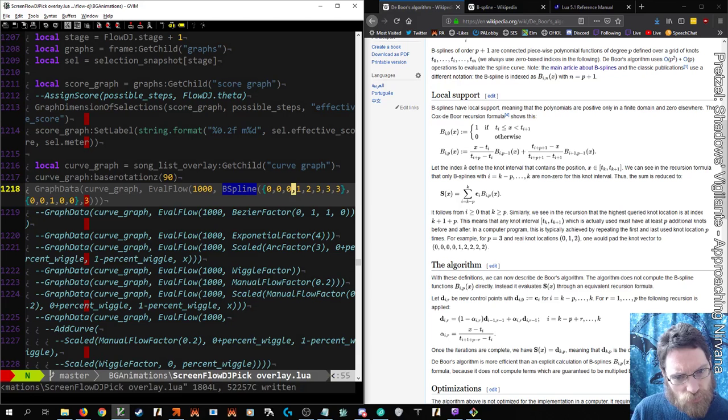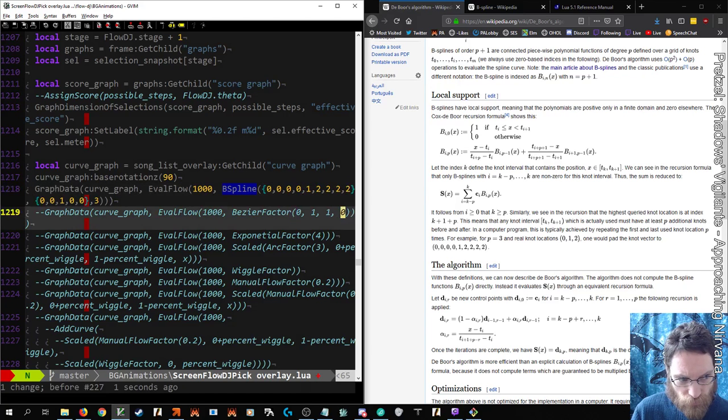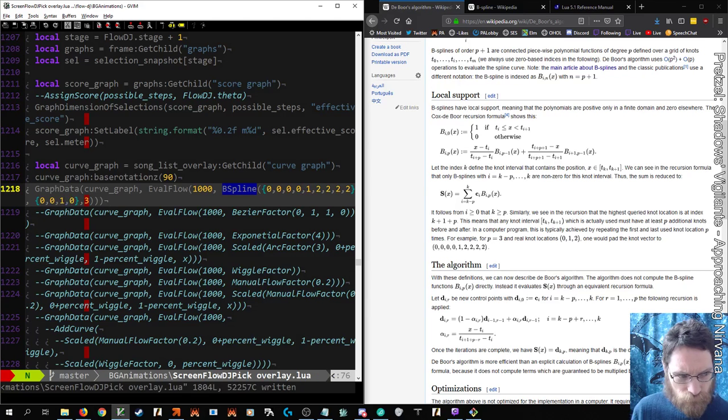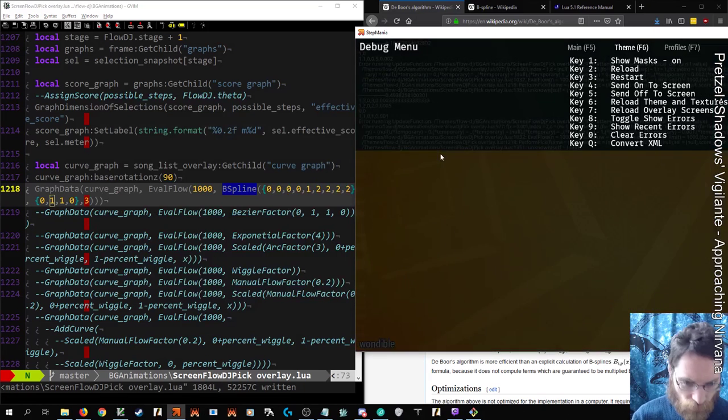Zero, zero, 4 zeros. 1, 2, 2, 2. So extend it by 3. I'm going to guess it's 3 or 4. Or no, rather 2 or 4, because it seems to be a different parity than the baseline.